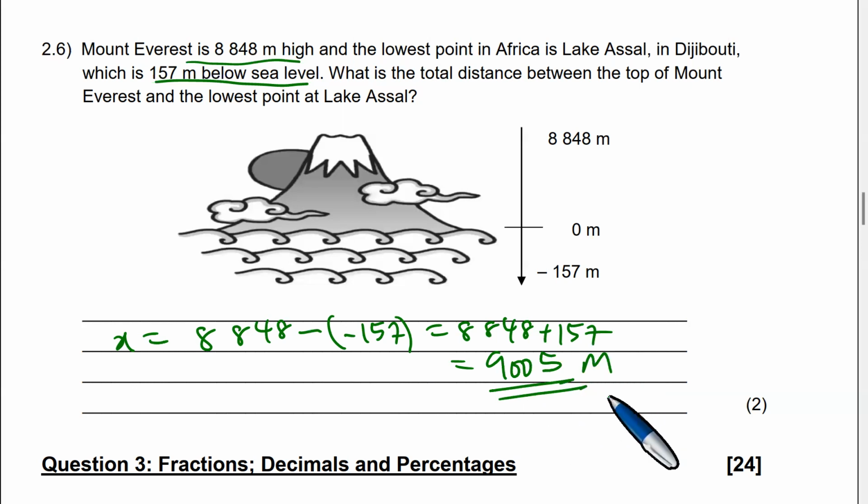Because this one is below, like this. So you want to get the distance from here to there. So it's this one minus this. So the answer is that. Okay.